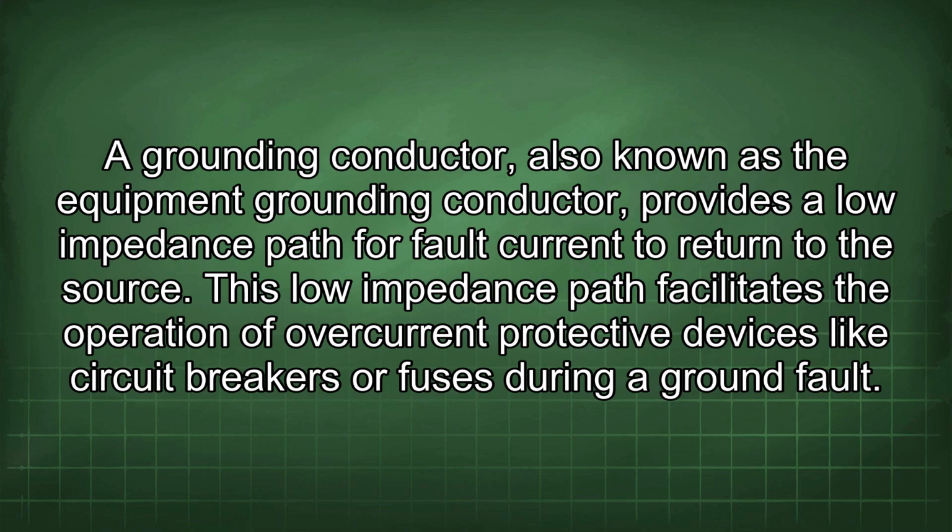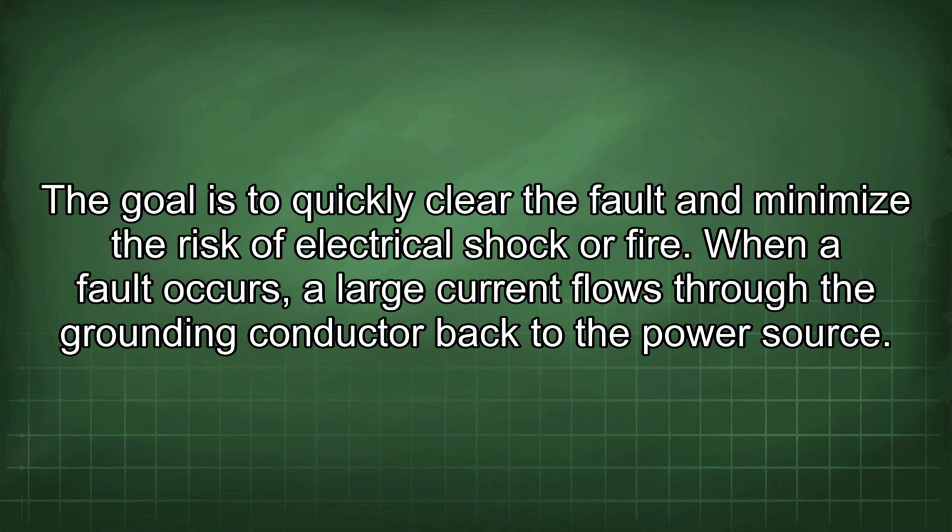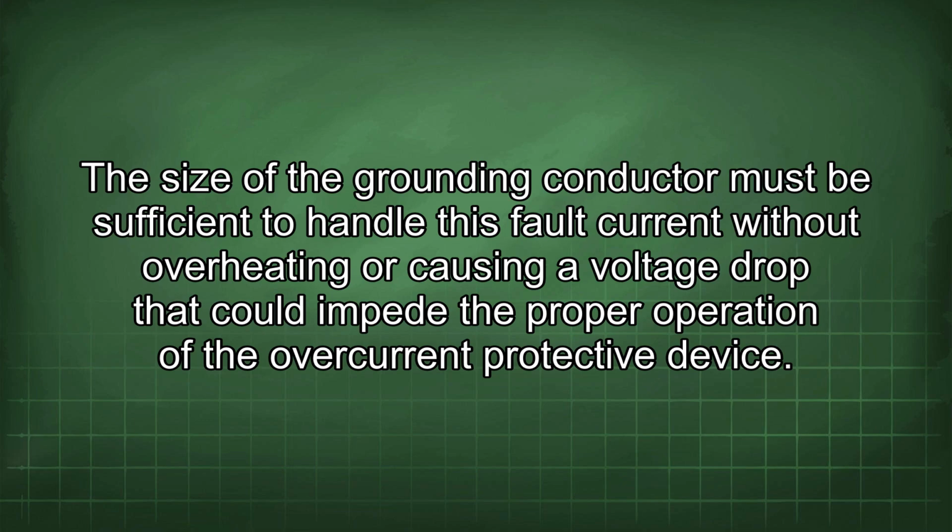A grounding conductor, also known as the equipment grounding conductor, provides a low impedance path for fault current to return to the source. This low impedance path facilitates the operation of overcurrent protective devices like circuit breakers or fuses during a ground fault. The goal is to quickly clear the fault and minimize the risk of electrical shock or fire. When a fault occurs, a large current flows through the grounding conductor back to the power source. The size of the grounding conductor must be sufficient to handle this fault current without overheating or causing a voltage drop that could impede the proper operation of the overcurrent protective device.